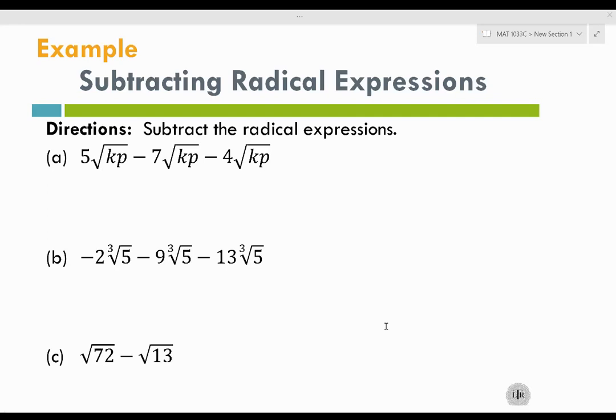All right, you guys, we're going to continue our discussion on adding and subtracting radical expressions. So in the previous video, we added radical expressions that were like and that were unlike. Now we're going to move on to subtracting. The same rules apply to subtracting as they did for addition. You can only subtract radicals if they are like. And remember, like means that they have the same radicand and the same index.